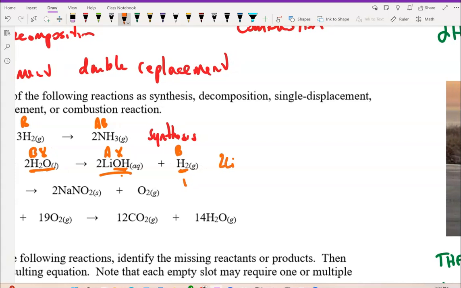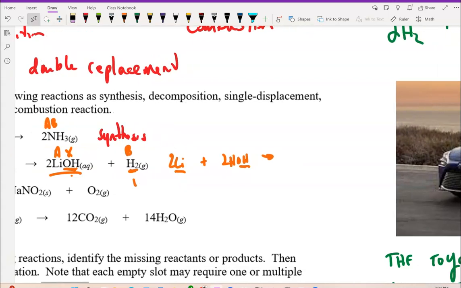We would say 2 lithiums plus 2 HOH. That's our water. What happens is we're treating these two as our B and our X. And so when we put this together, we get lithium and OH and H2. And we'll balance it so it looks like this. Okay? So don't have to freak out too much. That's a pretty obvious answer. There's only one reaction this one could possibly be. That is a single replacement or a single displacement.